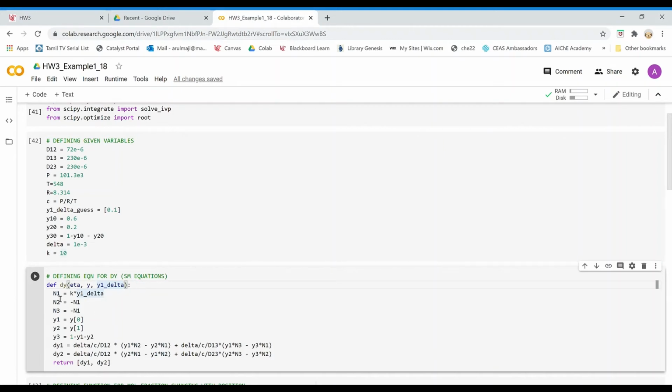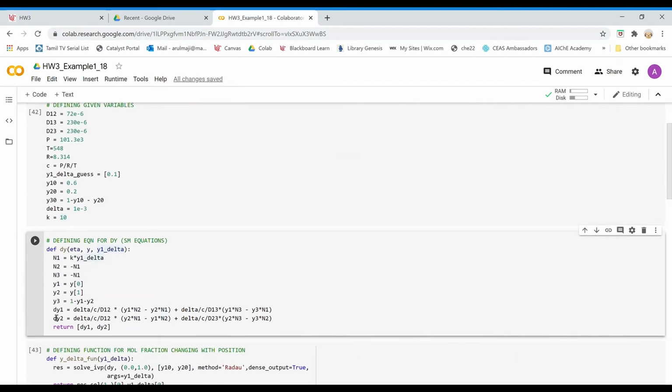So here are the boundary conditions, relating the molar flux of component 1, 2, and 3 to one another. And this N1 here is saying that our reaction of ethanol is equal to the rate of reaction of the equation times our y1 delta. And then this part is the Stefan-Maxwell equation, so our dy1 and dy2, and we write out the equation here.